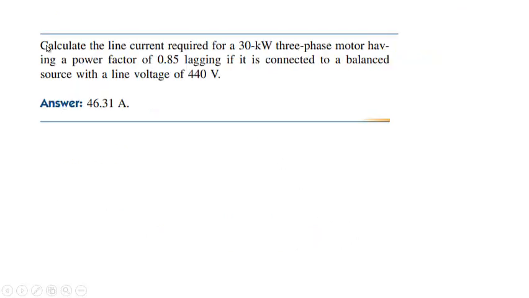So this is the homework. Calculate the line current required for a 30 kilowatt three-phase motor having a lagging power factor, if it is connected to a balanced source with the line voltage of this. This is again the same problem. The only thing is that in the previous problem you had to calculate the power factor. In this case, power factor is given, and you have to calculate the line current.